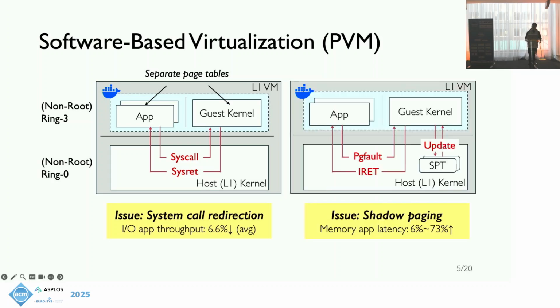PVM also increases the overhead of page fault handling. Without hardware-based EPT, PVM implements two-stage address translation with shadow paging. Handling one page fault inside the application requires multiple traps to the host kernel for redirecting the page fault exception and updating the shadow page table.